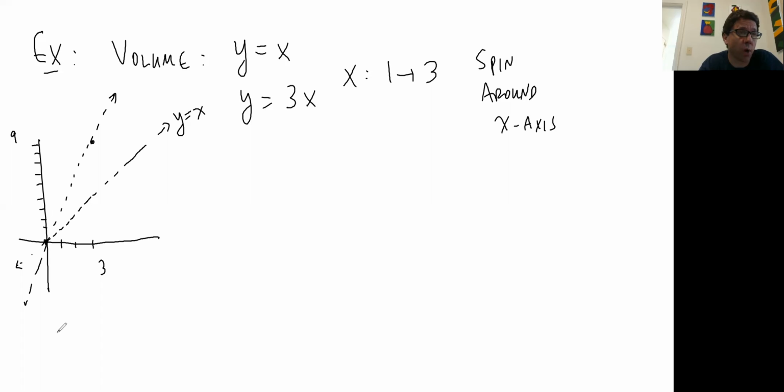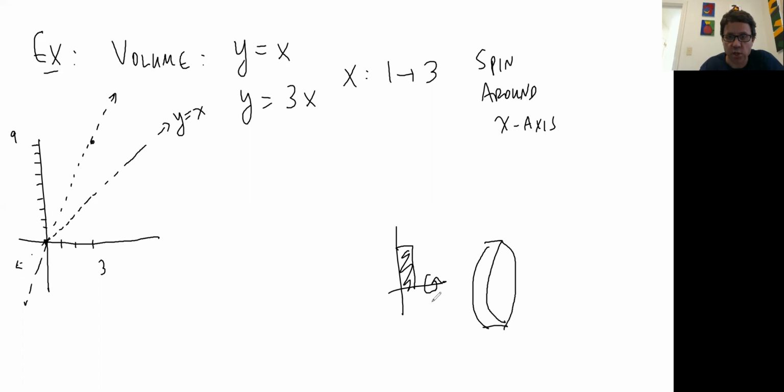Yeah, in that case, if you just took a rectangle and spun it around, it's truly just a cylinder. So if this was 5 and this was 2, then this height would be 2 and the radius would be 5, and then you just use the volume formula for a cylinder.